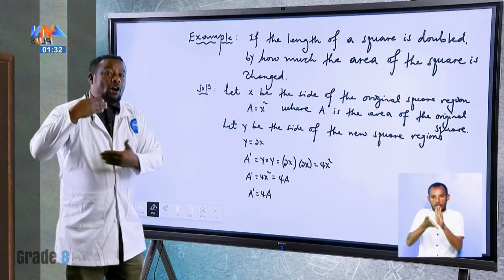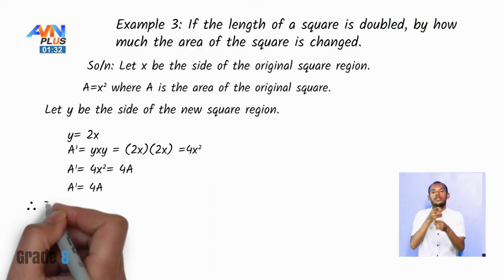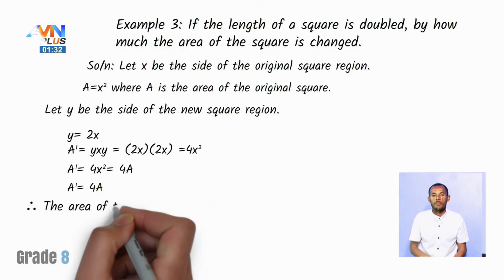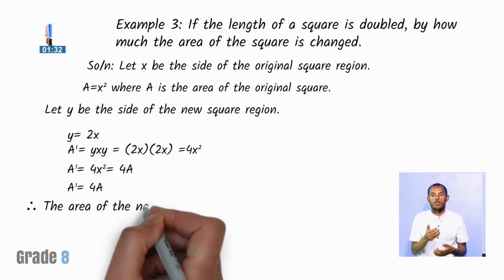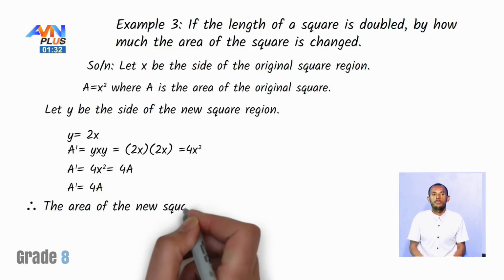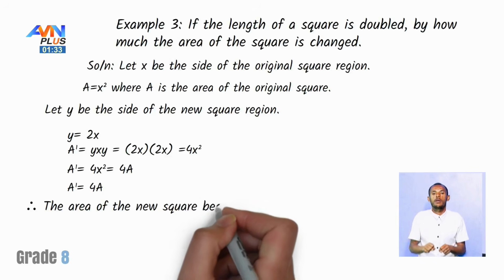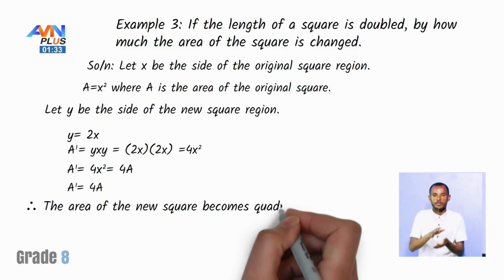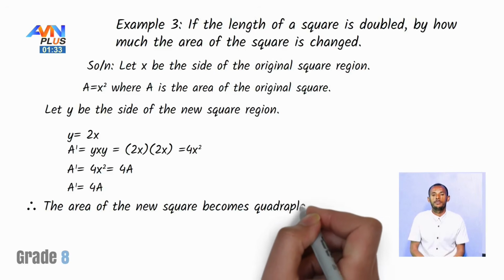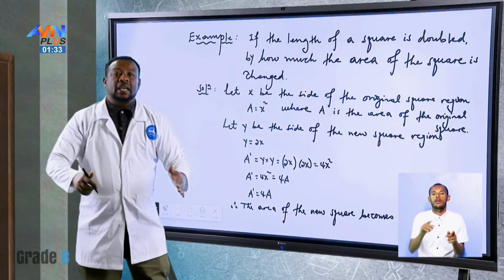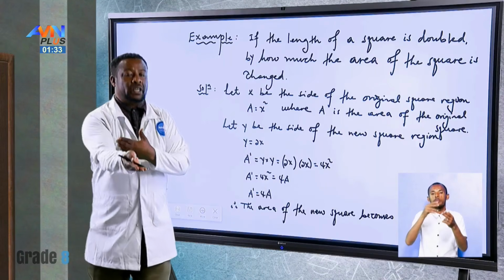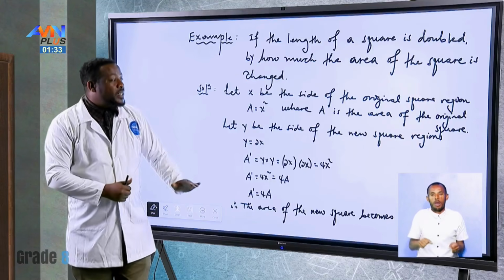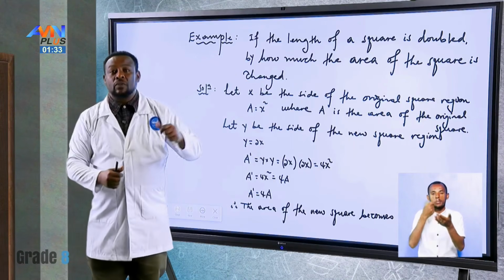Therefore, our answer will be: the area of the new square becomes quadrupled. Quadrupled means it becomes fourfold, or 4 times the original one. Okay, this is how you answer this kind of question.